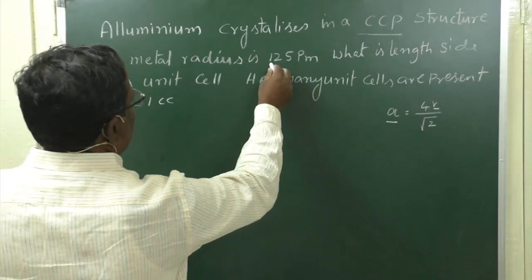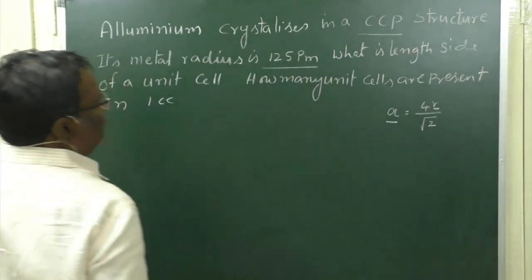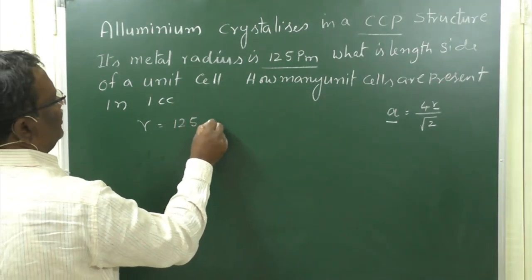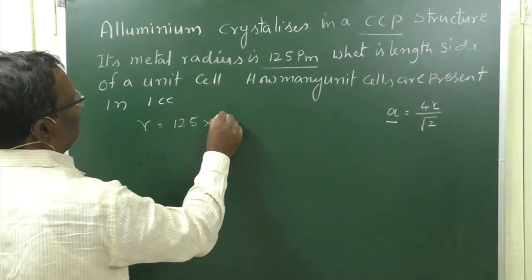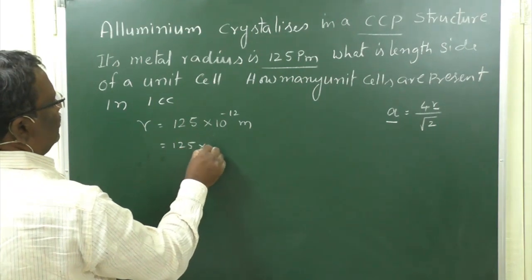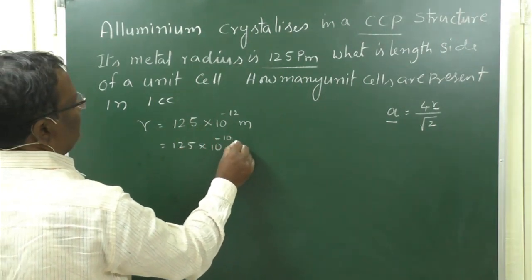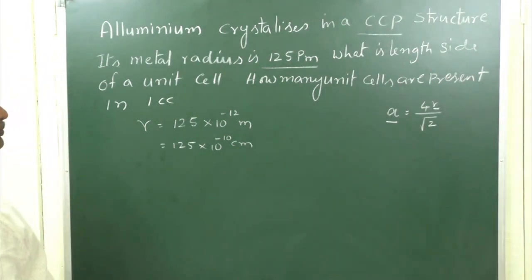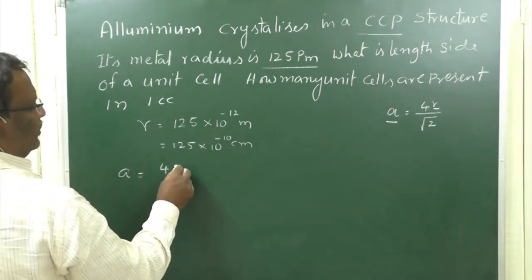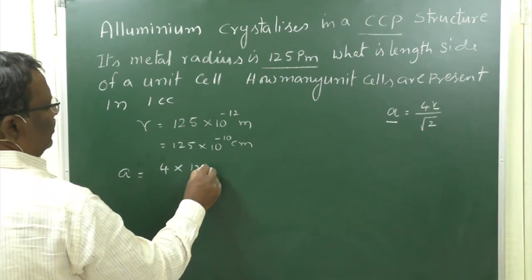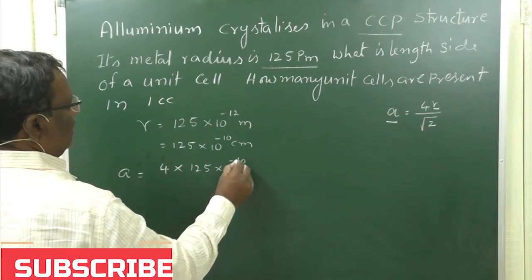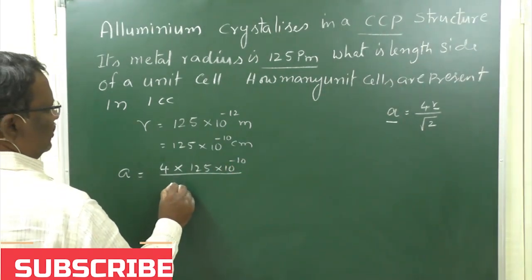With this relation, here they gave us the radius of the metal, R. R is equal to 125 picometer, which means 125 into 10 to the power minus 12 meters, or 125 into 10 to the power minus 10 centimeters. So, side edge A is equal to 4 into R, that is 4 into 125 into 10 to the power minus 10 by root 2.